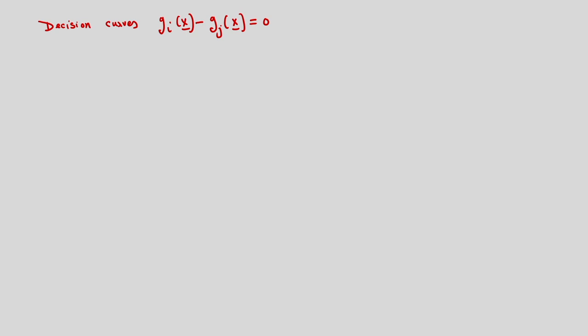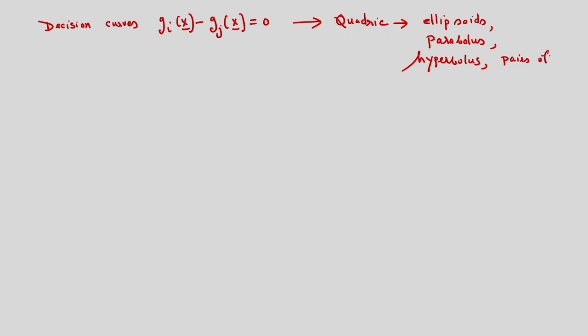Because equation number 2 is the nonlinear quadratic form, this decision boundary will be a quadric decision boundary. Maybe I can give some examples. Suppose an ellipsoid is one example of a quadric decision boundary. Or maybe we can consider parabolas, or hyperparabolas, or maybe pairs of lines. These are some examples of the decision boundary.